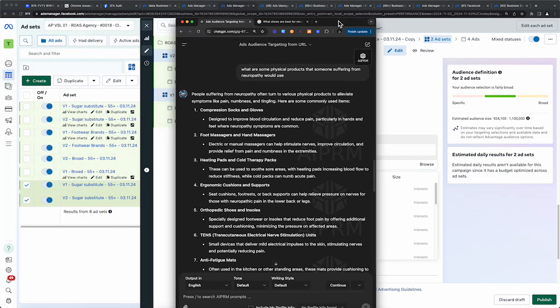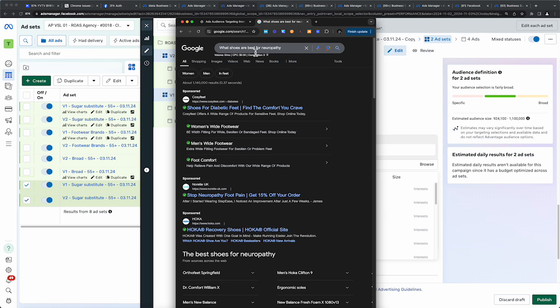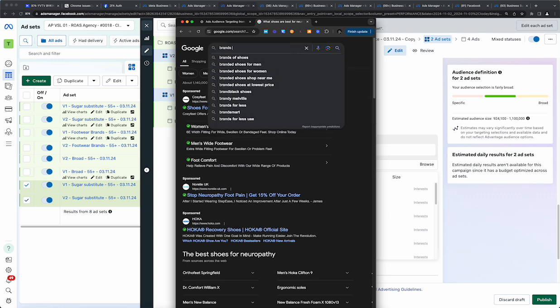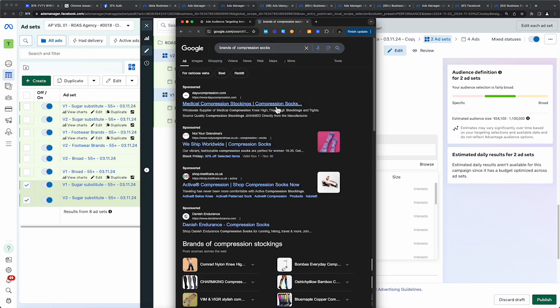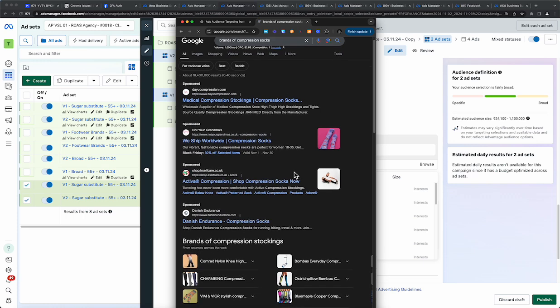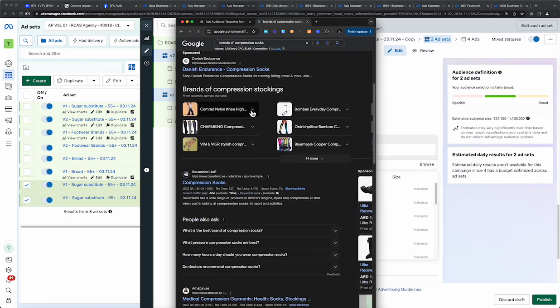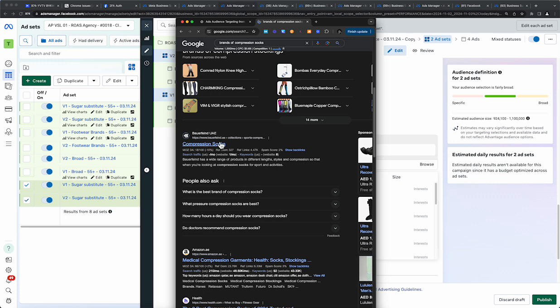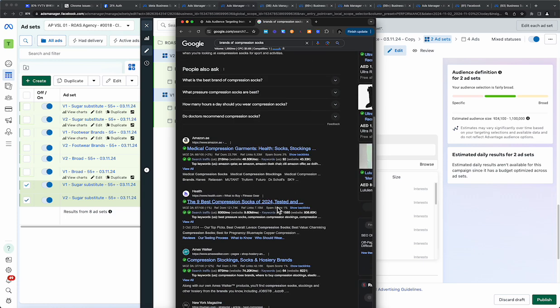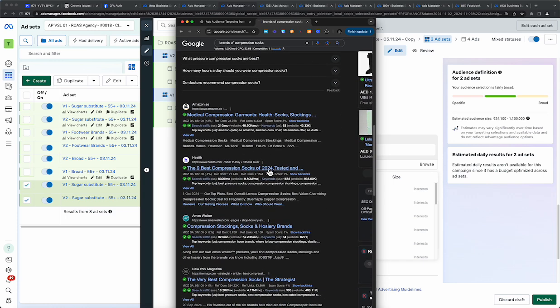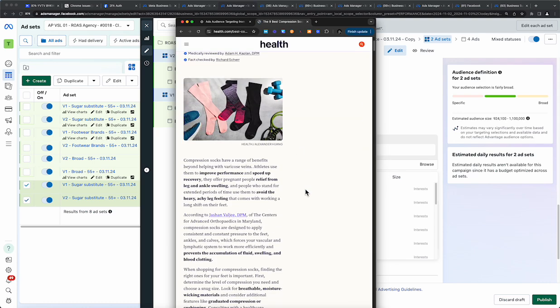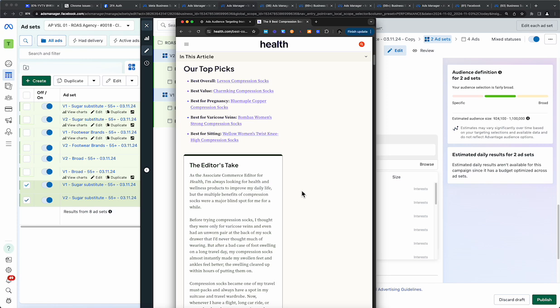So let's go and see on our Google brands of compression socks, just in case we find anything. And I don't think we will, but who knows? Comrade, Charm King. Wow, we ain't going to find anything like this, are we? Bauer Fine. That's an Arab Emirates company because I'm obviously in the UAE. Have a quick look at health.com. Lev Socks, Charm King, Blue Maple.